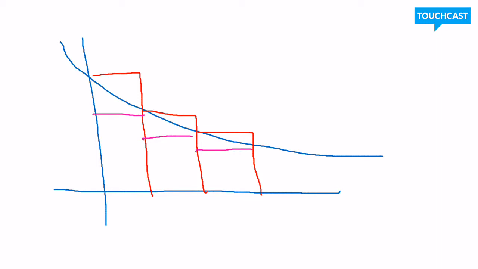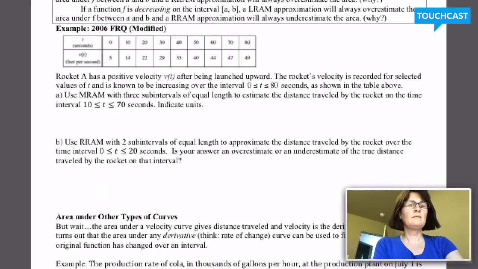So in this case, the error has to do with whether your function that you're finding the area underneath is increasing or decreasing. If it's sometimes increasing and sometimes decreasing, we can't make any decision about the error. So they would never ask you on the AP test unless it was very clear what the answer was. Here's an example from a real AP test.